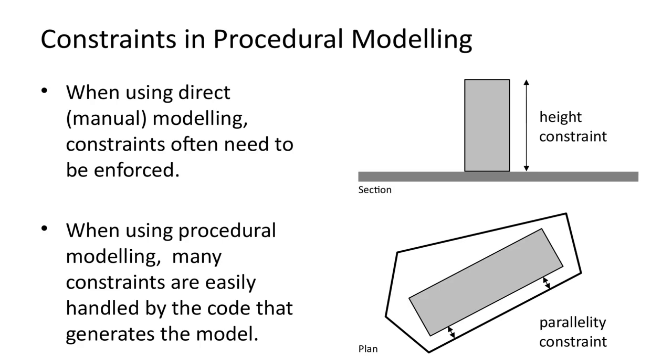With procedural modeling, a simpler approach can generally be taken. Many simple constraints are naturally enforced while writing the code, in an implicit way. For example, the height and parallelity constraints could both easily be implemented as procedural code. More complex constraints can also be solved, but they may require more advanced coding techniques. Later, we will look at a few examples.